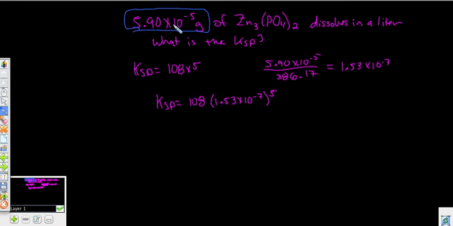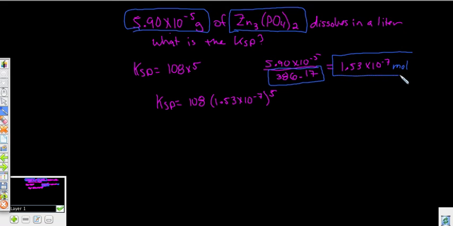So we have to turn this grams into moles. And so we have to divide by the molar mass of the zinc phosphate. So add up 3 zincs and 2 phosphates and 8 oxygens, and you should get 386.17. So divide that, and we find out that we have this many moles, and it's actually a molarity because we found that it was dissolved in 1 liter. So it's our molarity as well. So now we know our molarity of our original salt, and that's going to be the value of x in our equation, because this 1x breaks up into all the other ones.